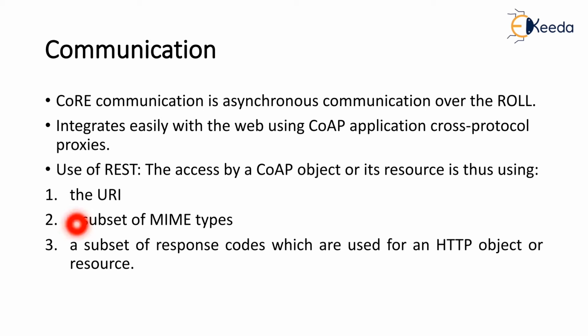The REST access to a CoAP object or its resource is done using three things: the URI, a subset of MIME types, that is Multipurpose Internet Mail Extensions, and a subset of response codes which are used for an HTTP object or resource. So using REST in this way, a CoAP object or resource can function with the help of these points.